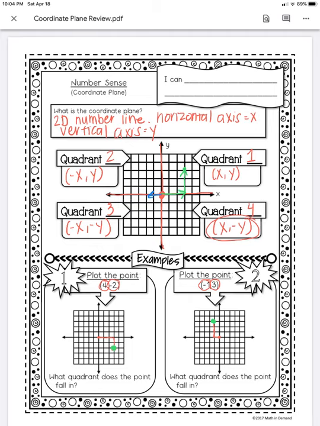We can also look at these and identify what quadrant these are located in. If I know my quadrants go counterclockwise, 1, 2, 3, and 4, then the point in number 1 is in quadrant number 4, and the point in number 2 is in quadrant number 2.